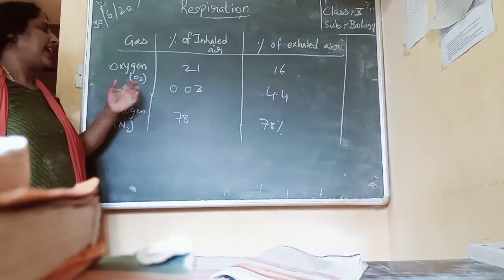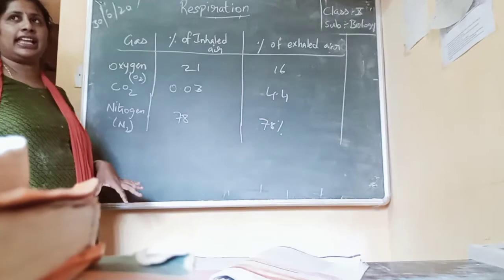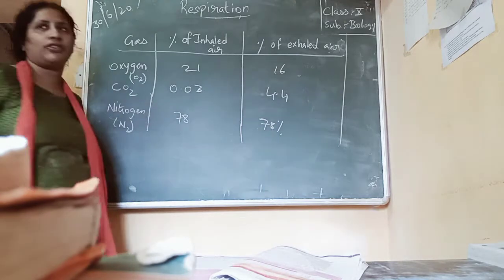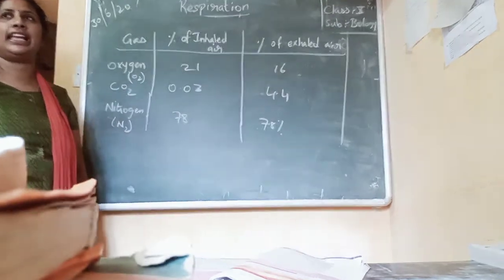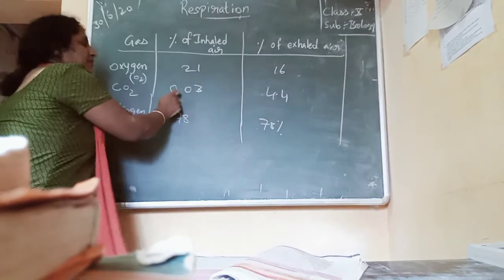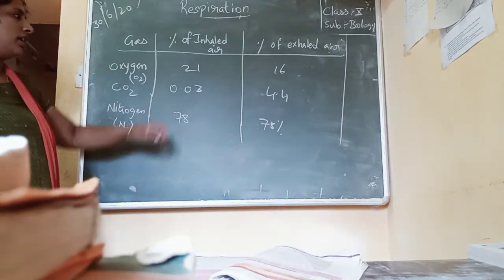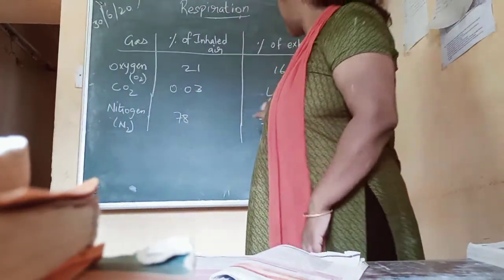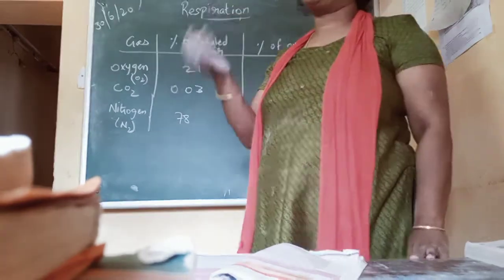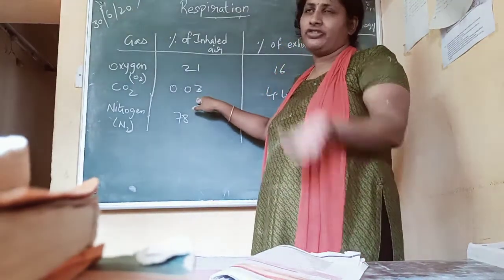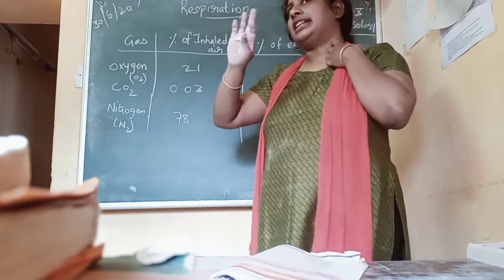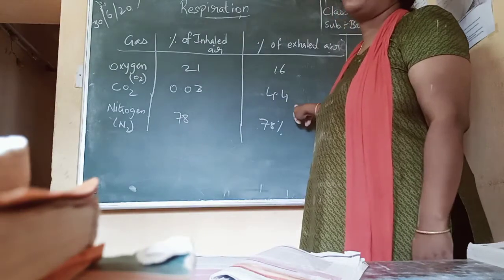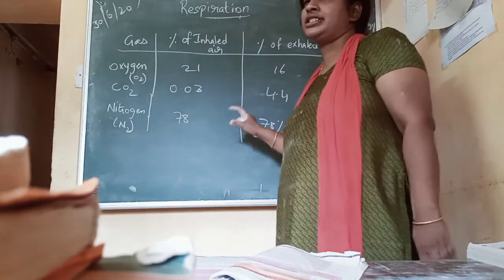When you see the inhaled air, we are inhaling the air, in that you are taking 0.03% of carbon dioxide. So when you are inhaling air, the air has this much percentage of carbon dioxide. But when you are exhaling, when you are sending out the air, it consists of 4.4% of carbon dioxide. So when you are taking air, it contains very little carbon dioxide, but when you are exhaling, it is 4.4. Why this much drastic difference?